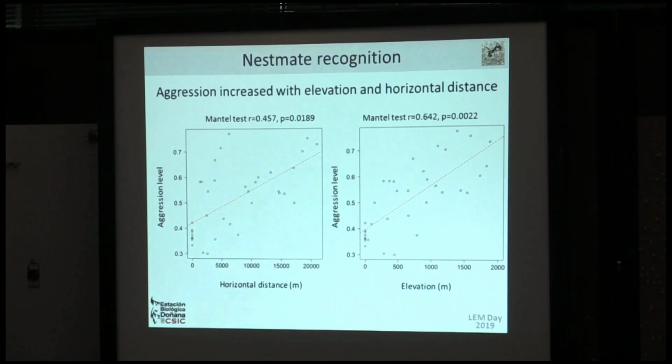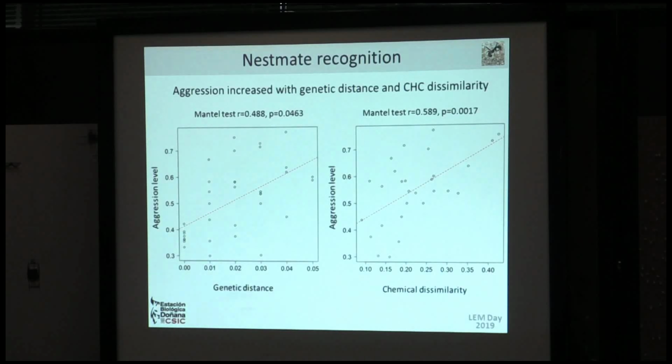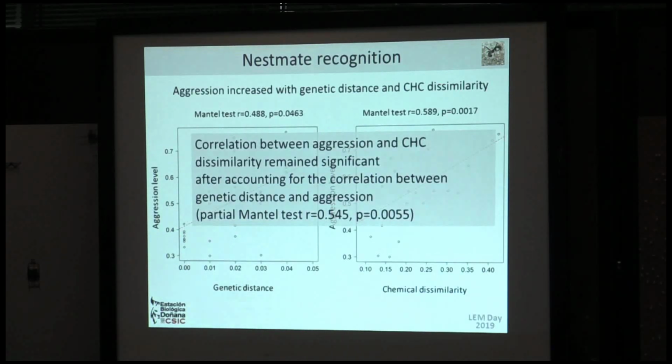Aggression also increased with elevation and also with horizontal distance. And aggression increases also with genetic distance and with chemical dissimilarity, with cuticular hydrocarbon dissimilarity. This correlation between aggression and cuticular hydrocarbon dissimilarity remained significant even after accounting for the correlation between genetic distance and aggression.